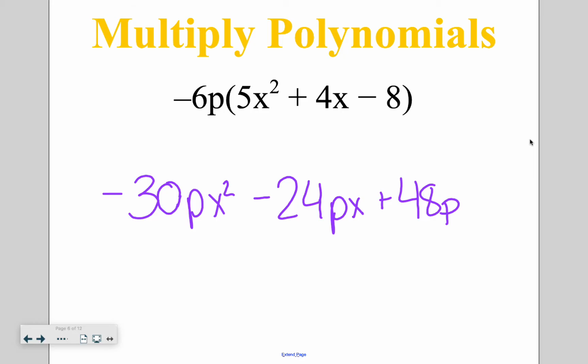So after we distribute, we end up with -30px squared minus 24px plus 48p. Again, making sure those variables are in alphabetical order.